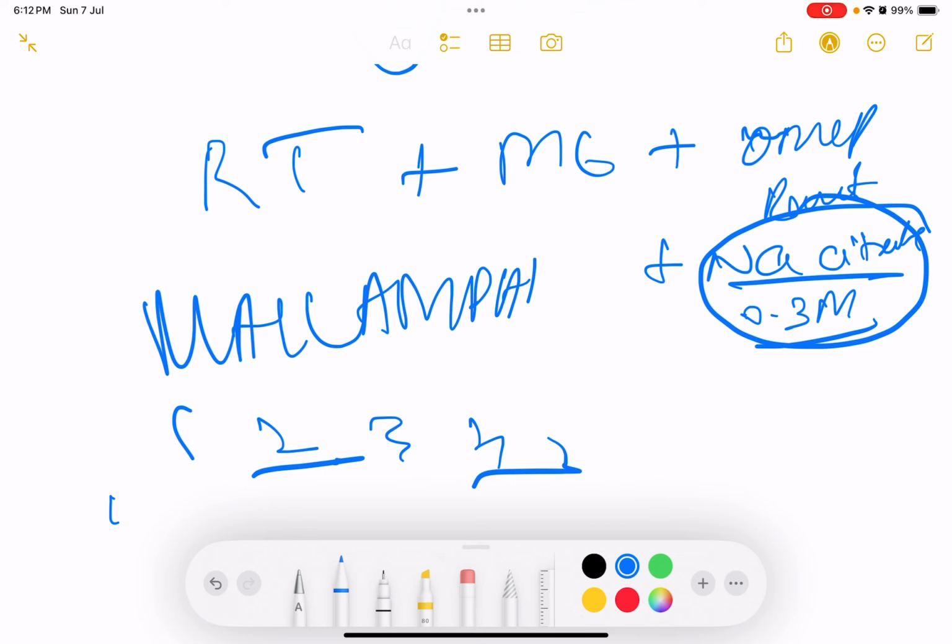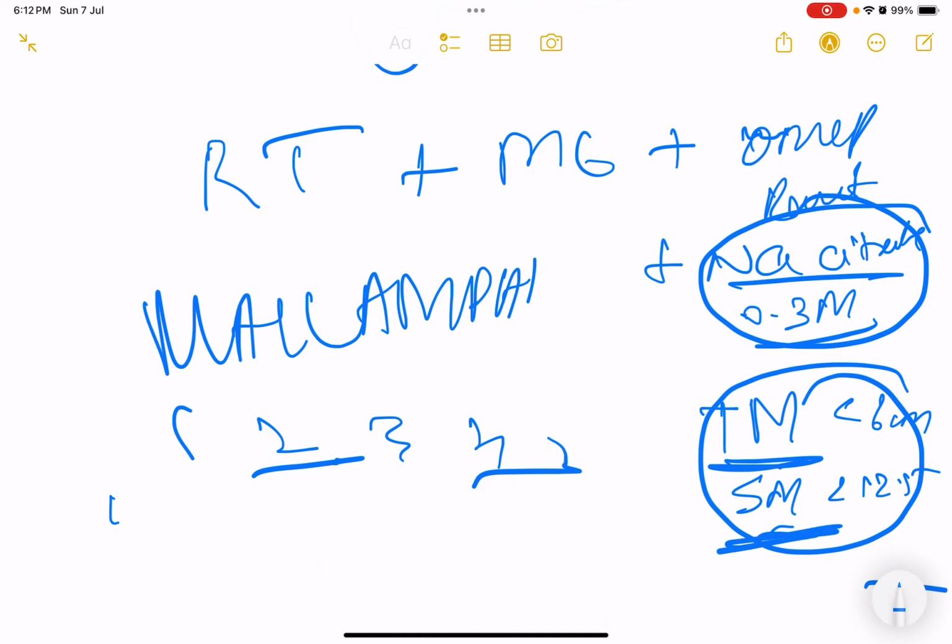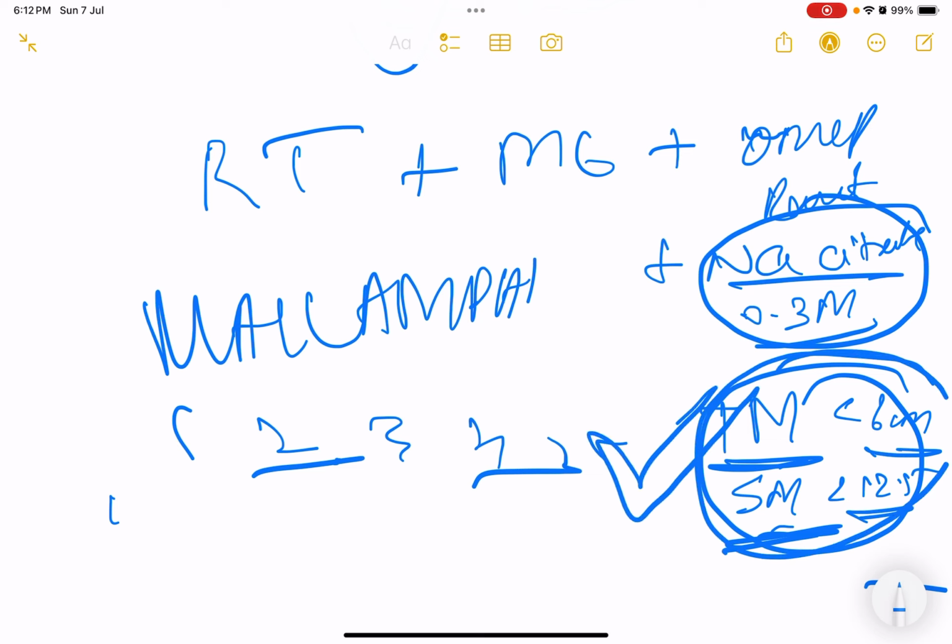How do you test if the patient has a difficult airway or not? Your thyromental distance has to be less than 6 centimeters. Sternomental distance has to be less than 12.5 centimeters, and you cannot protrude the mandible. So thyromental and sternomental, 12.5 and 6.5. Just remember this, this is high yield.